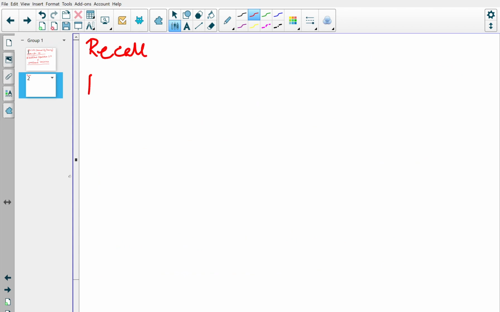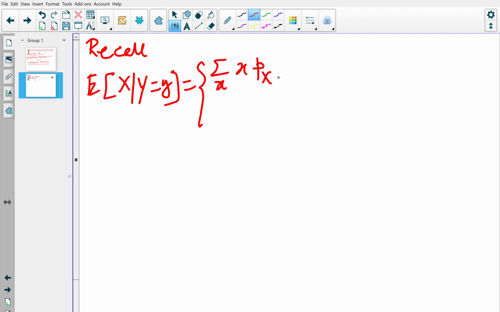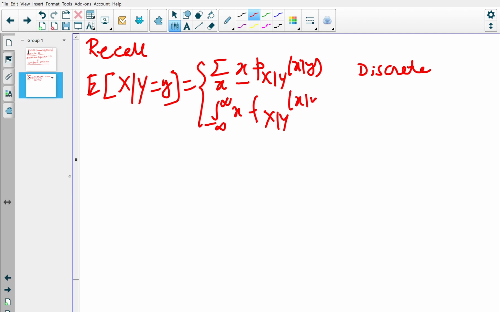The conditional expectation of a random variable X given another random variable Y equal to y is the sum over x of x times the conditional mass function. Recall that there was a printing mistake in the last lecture. It should be x for the discrete random variable, and for the continuous random variable it should be the integral from minus infinity to plus infinity of x times the conditional PDF dx. This is for the continuous case.